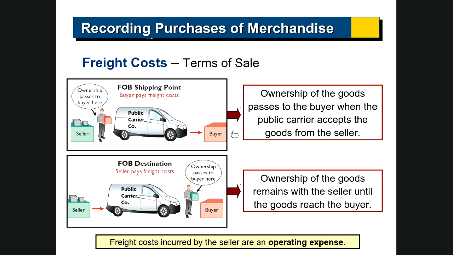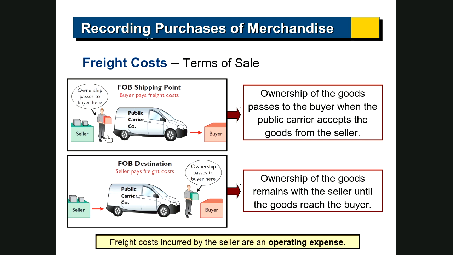If the buyer is paying for it, then we call it FOB shipping point. FOB shipping point means free on board shipping point. Free on board shipping point means the buyer is taking responsibility as soon as the item goes to the shipping company, right? The shipping company is paid by the buyer, right?